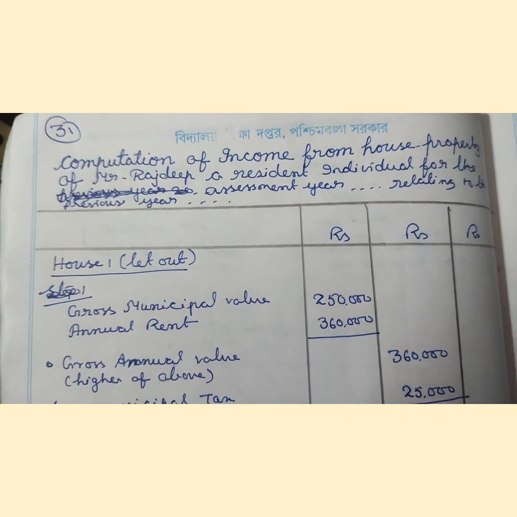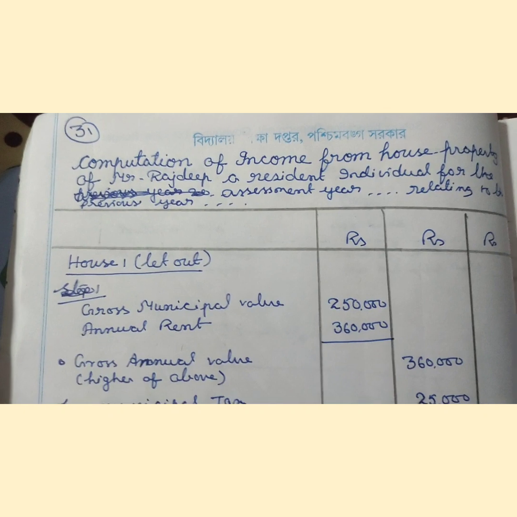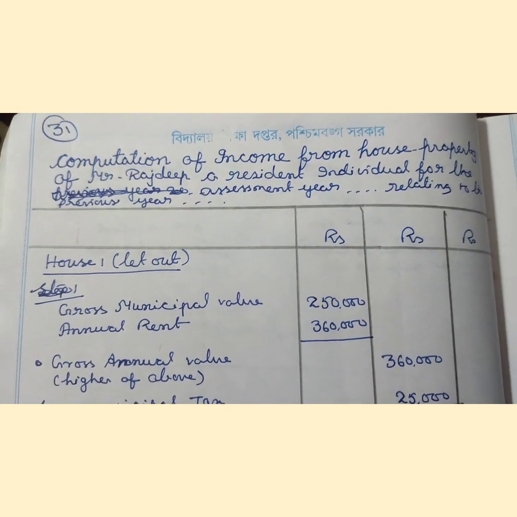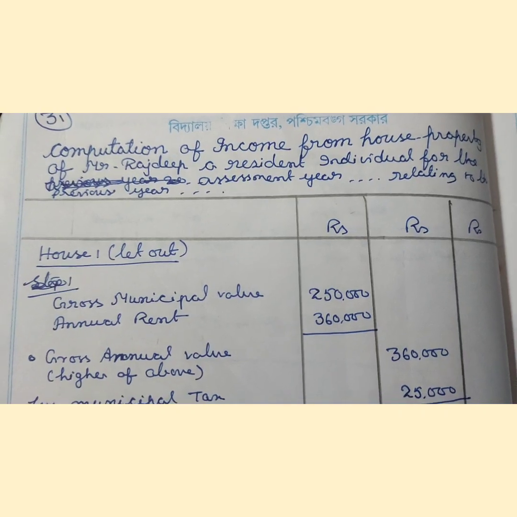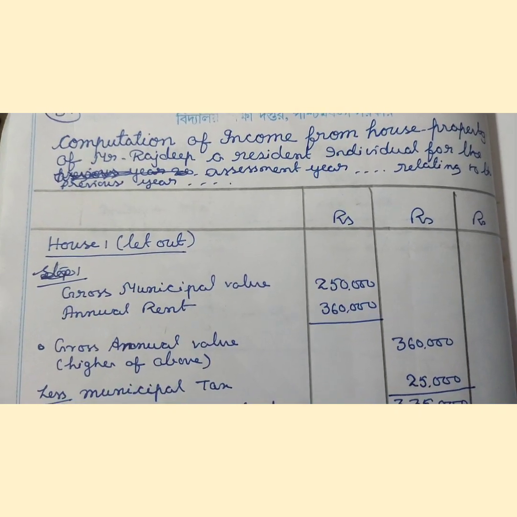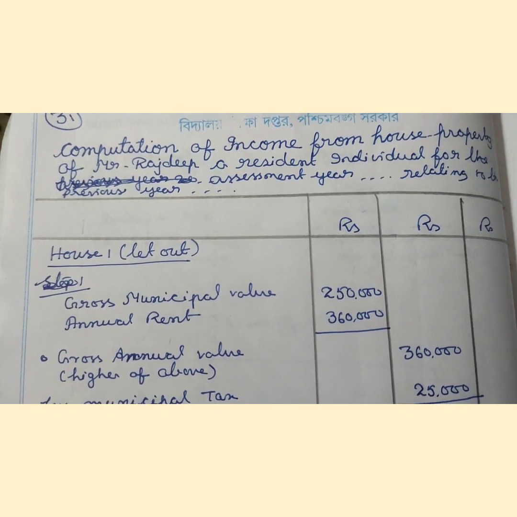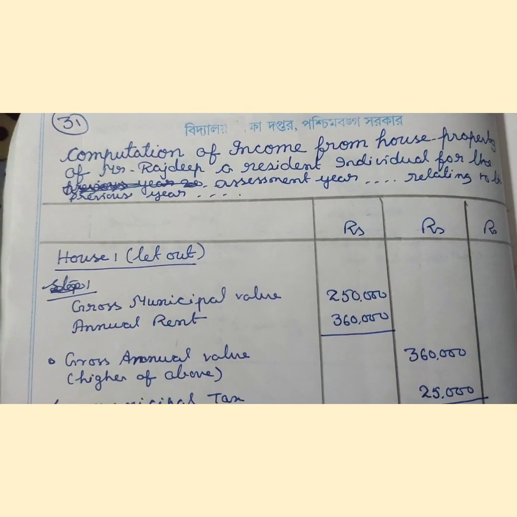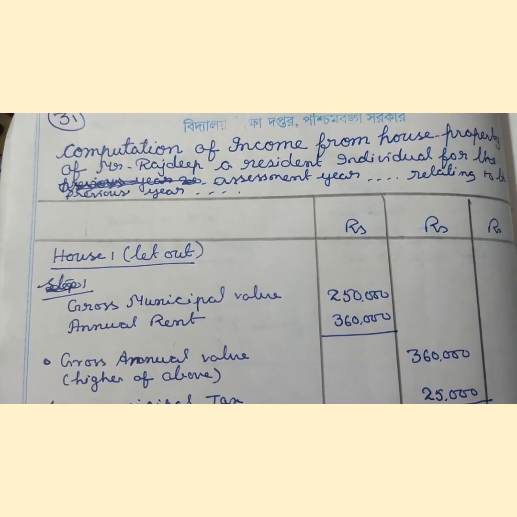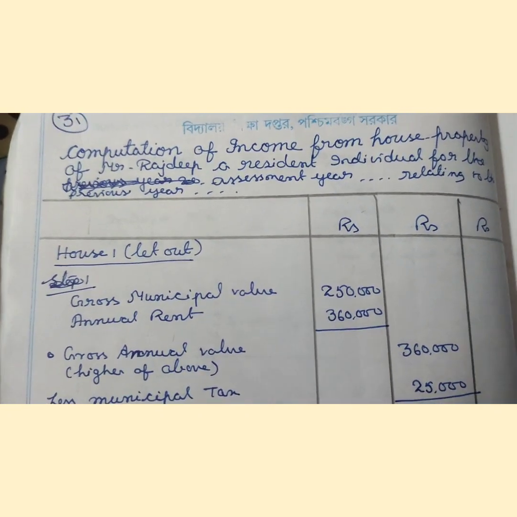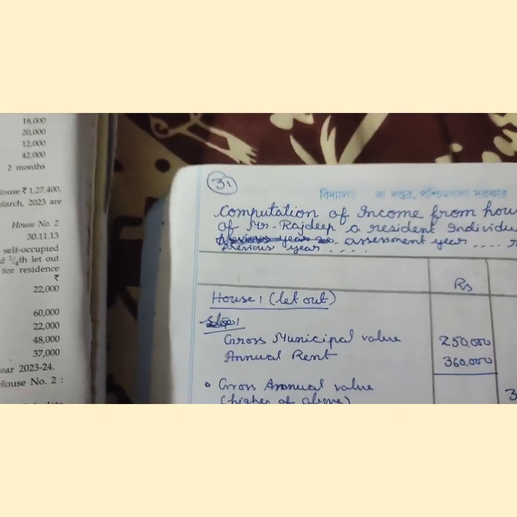In the heading, you have to write computation of income from house property of Mr. Rajdeep, a resident individual, for the assessment year. Here you have to write your relevant assessment year. For you, the assessment year is 2023-24, and relating to the previous year, the previous year is 2022-23.